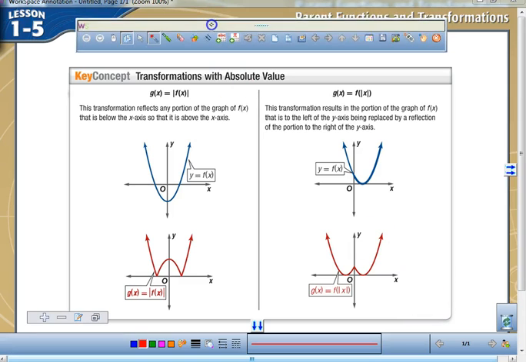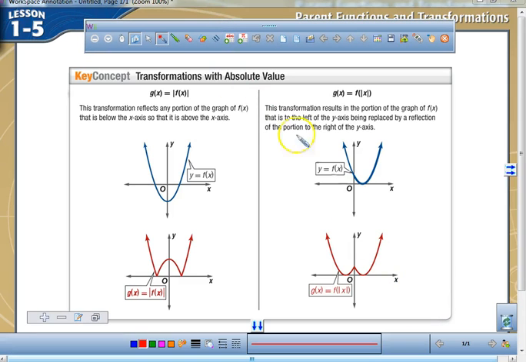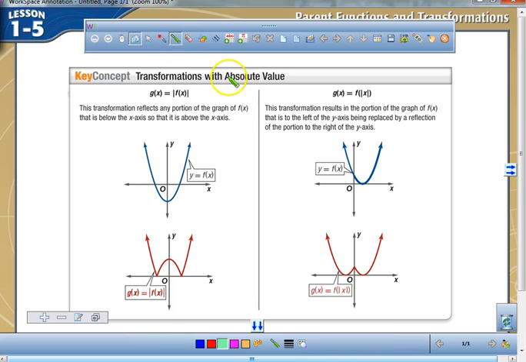Alright, we're going to be continuing with more transformations. But this one specifically, we're going to be talking about what happens to functions when dealing with absolute value.